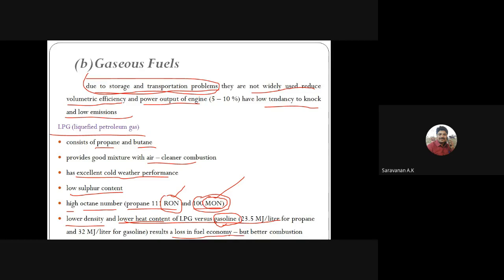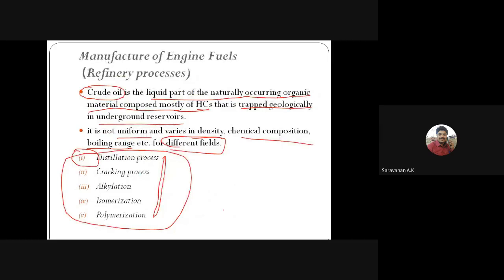Next, the alkylation, right? It is a process for producing high octane gasoline components by combining the light olefins with isobutane in the presence of a strongly acidic catalyst.